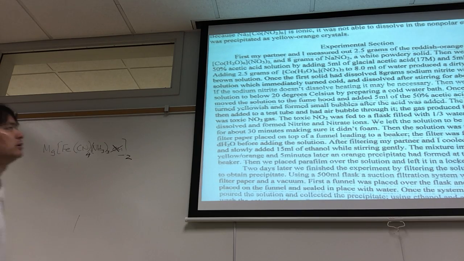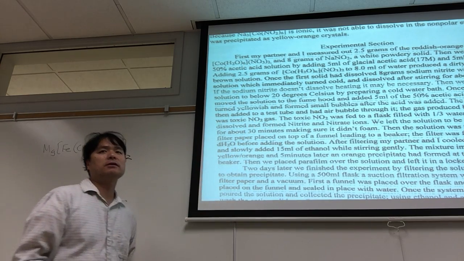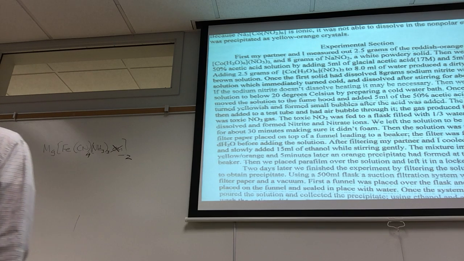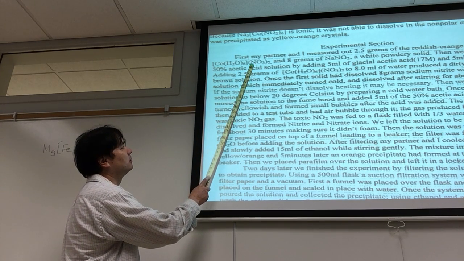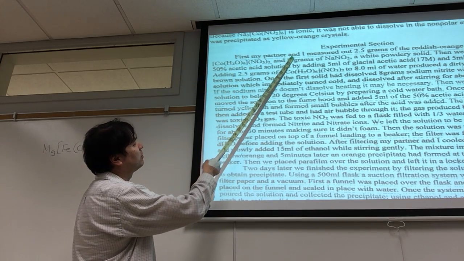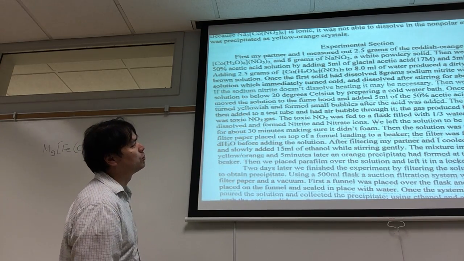All right, after the introduction comes the experimental section. The experimental section is your recipe, your specific recipe, not the recipe that's given in the lab manual, but the recipe that you actually used, with the amounts that you used. And so if you're baking a cake, but you had some slight variations from the recipe, if somebody wanted to repeat what you made, exactly how you made it, then they would follow your recipe. And so your recipe is always going to be past tense. And so like here, first my partner and I measured out 2.5 grams of the reddish orange solid.